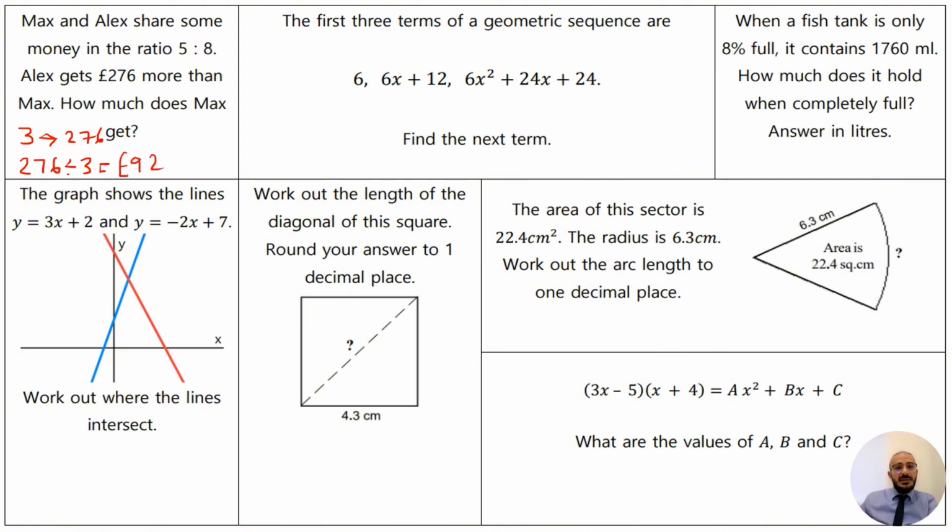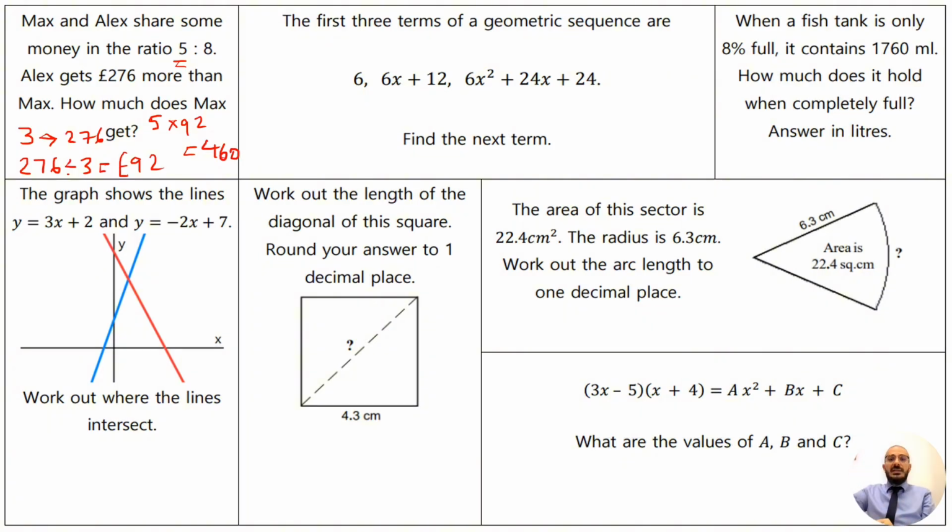So it's asking me to find out how much Max would get. Max is getting 5 parts of this ratio, so that means it's going to be 5 times £92, and that will give us 460. So that's going to be £460.